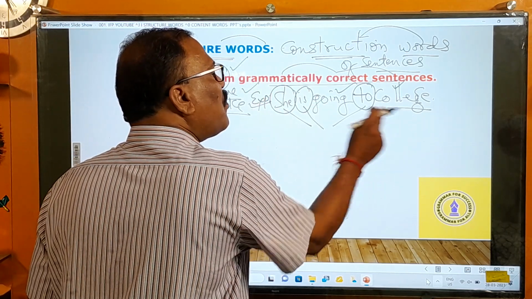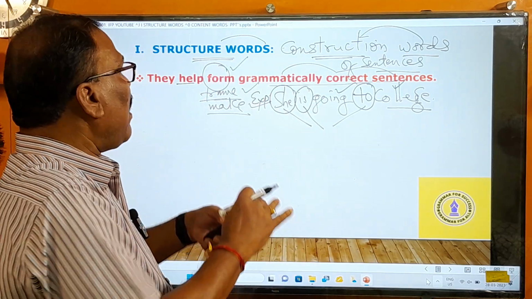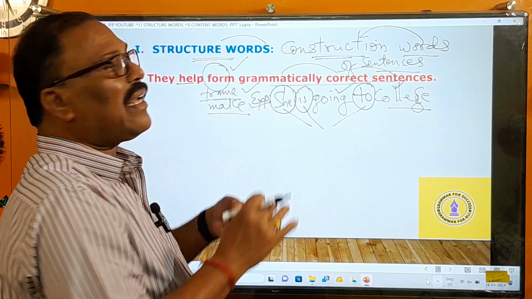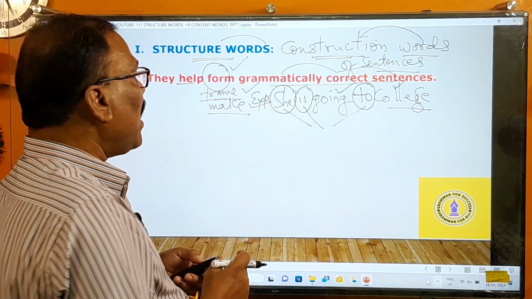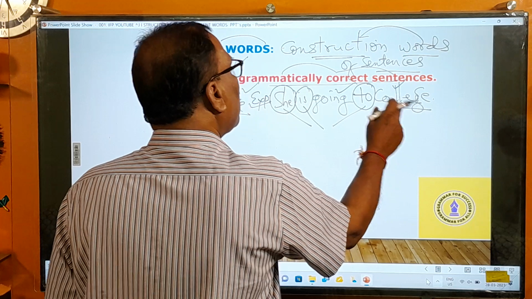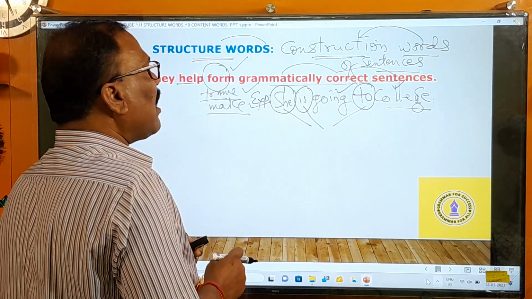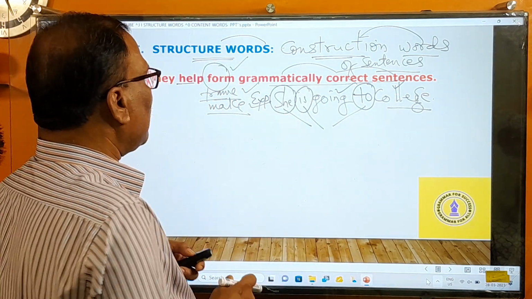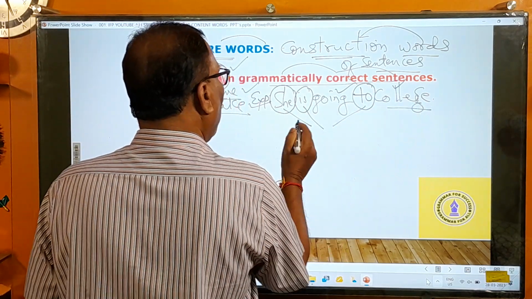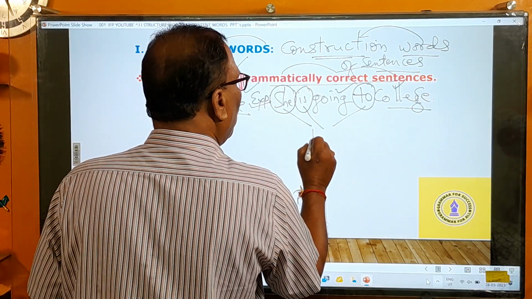They are helping these two words make a grammatically correct sentence. Okay, they are helping going and college make a grammatically correct sentence. Now she is going to college is okay. One more example I would like to give you.